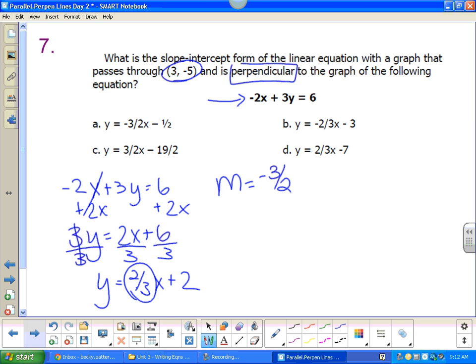So let's see. He's out. Negative 3/2. He's out, and he's out. Sweet. So my answer is A. I don't have to use my point to go find my b, because there's only one answer that has a slope of a negative 3/2. Love it when that happens.